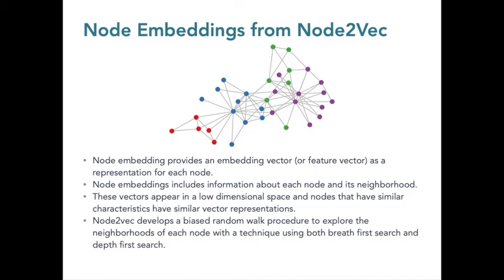Node embeddings include information about each node and its neighborhood. So nodes that are, for example, neighboring are usually supposed to have highly similar vector representations. Nodes with similar characteristics, as a result, have similar vector representations.